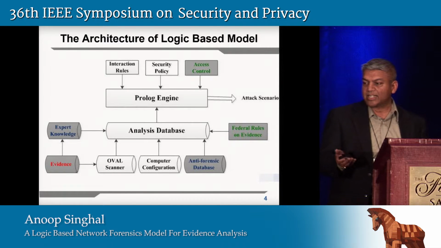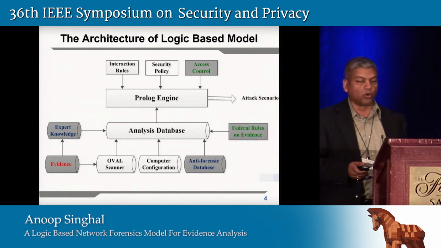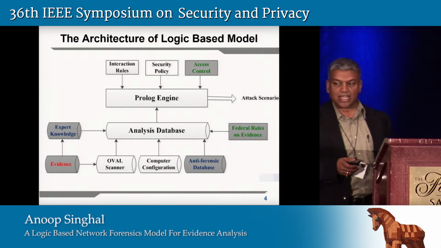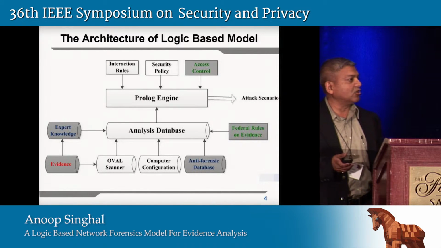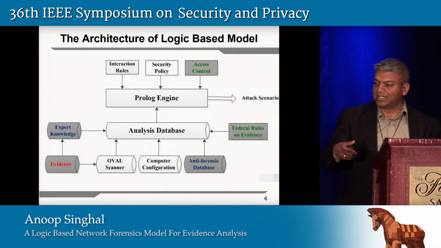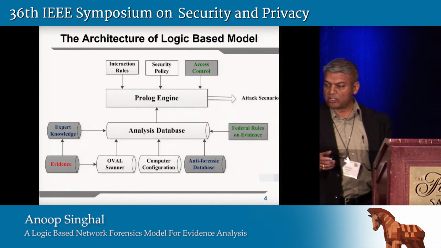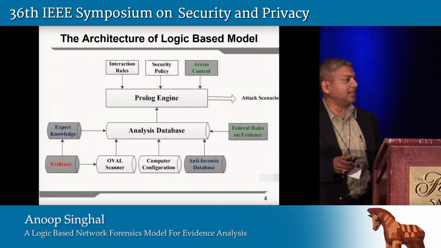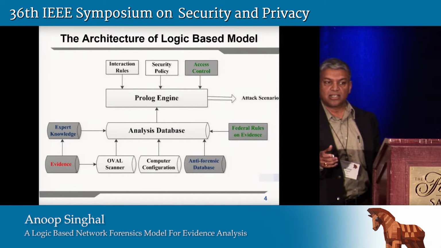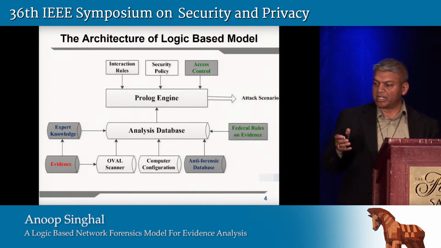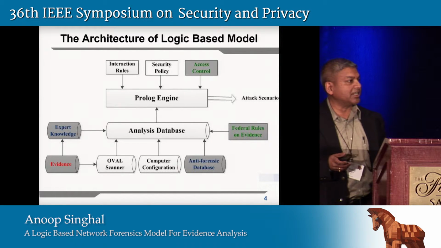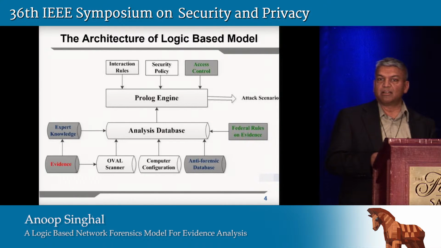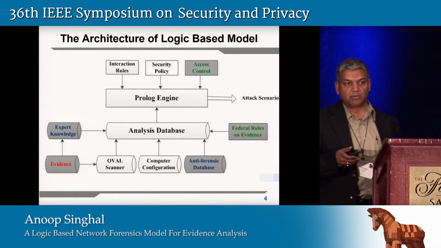So this is a brief architecture of our system, and the core of our system is the Prolog engine, which has all the rules about different kinds of attacks. The different inputs to the system are the evidences, which are scanned using an OVAL scanner so that they come into proper format. We store them into the analysis database. And we also have an anti-forensics database, which basically has information about what kind of things the attacker does to delete the traces. And then we have information about all the interaction rules, security policy, and so on. Using all these inputs, we collect all this information, and then the output is the attack scenario, which can possibly be the way the attacker was able to attack the system.